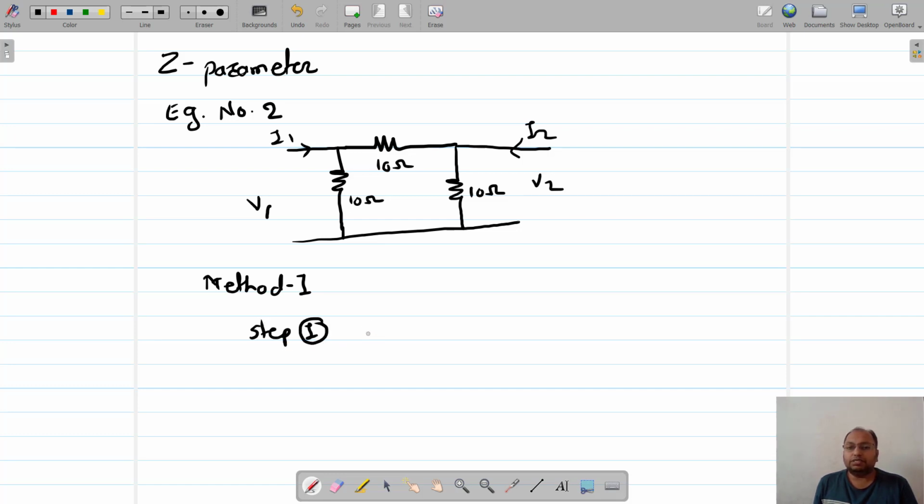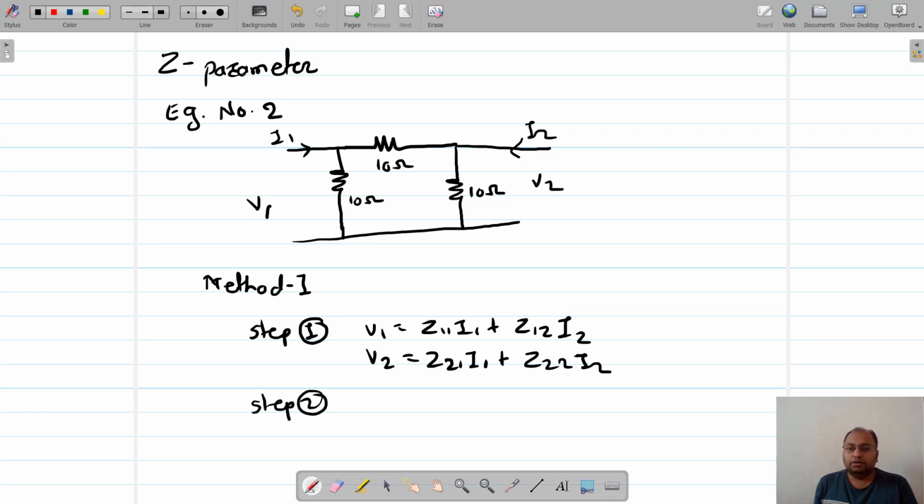You need to write the equations. So V1 is equal to Z11 I1 plus Z12 I2, and V2 is equal to Z21 I1 plus Z22 I2. Is that fine? What is step number 2? Step number 2 is to find the first two parameters, Z11 and Z21. We set I2 equal to 0 by open circuiting port 2-2 dash. Is that fine?